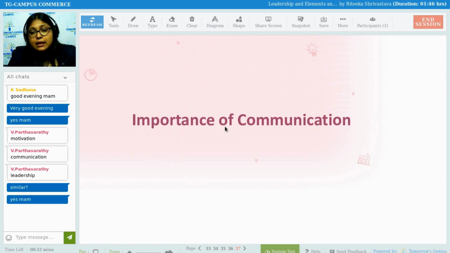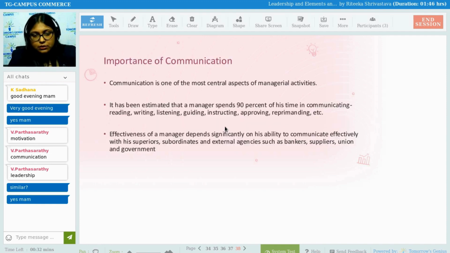Fine. Last topic for the day is the importance of communication. Why communication is important. Communication is one of the most central aspects of managerial activities. It has been estimated that a manager spends 90% of his time in communicating, reading, writing, listening, guiding, instructing, approving, reprimanding, etc.